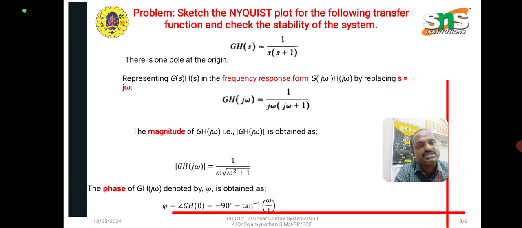into root of omega square plus 1. So root of a square plus b square. The phase of G H of j omega is given by the phase of G H, so you can get minus 90 degree. That is 1 divided by s, which means minus 90 degree, since s means 90 degree. If s square, that is 180 degree, please remember that.